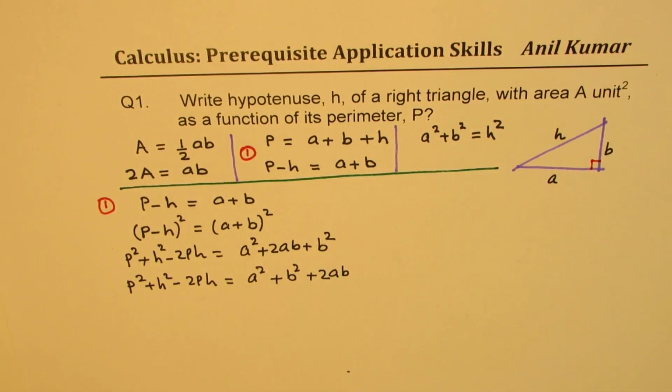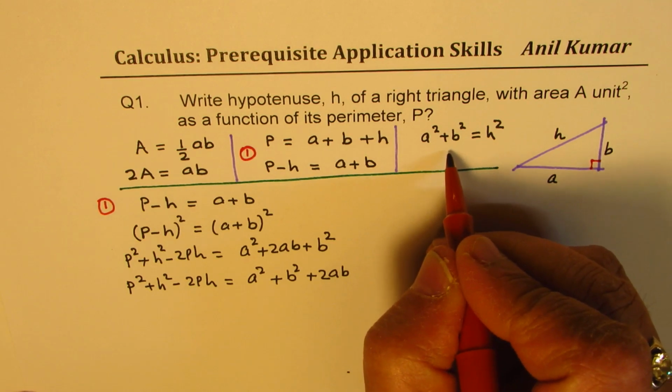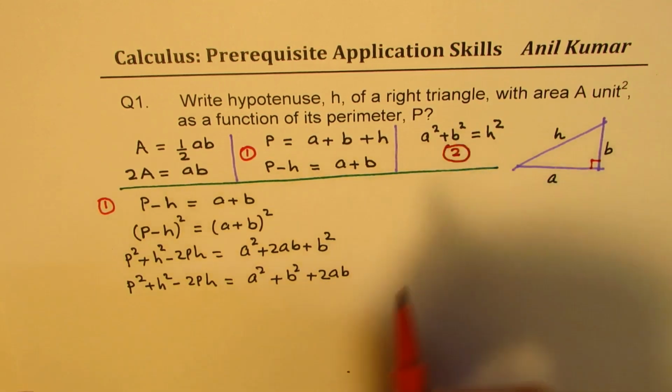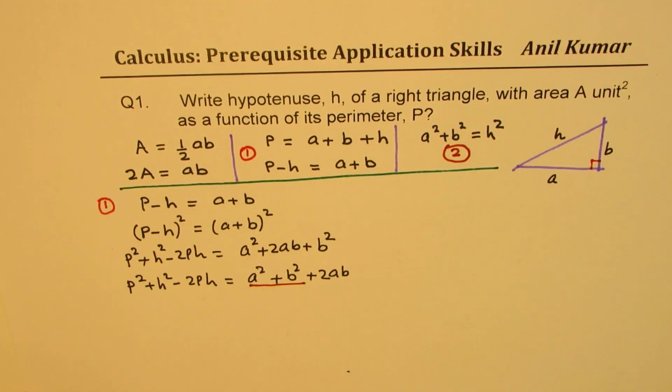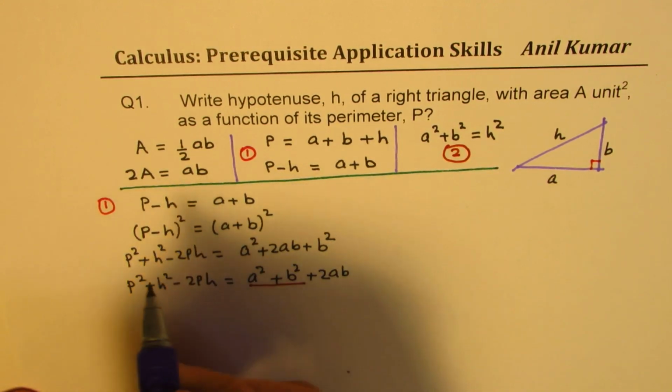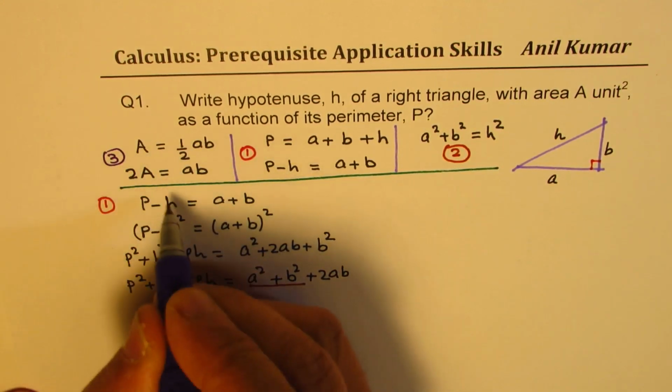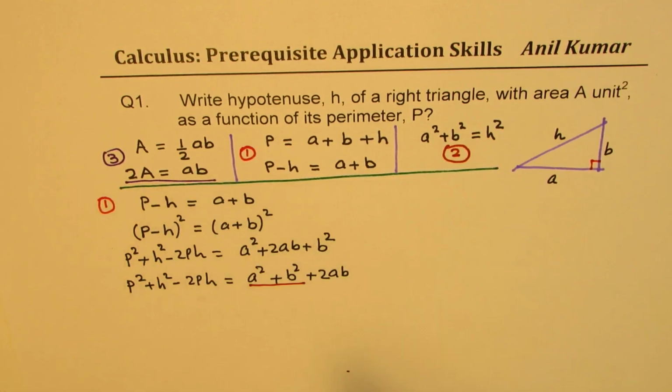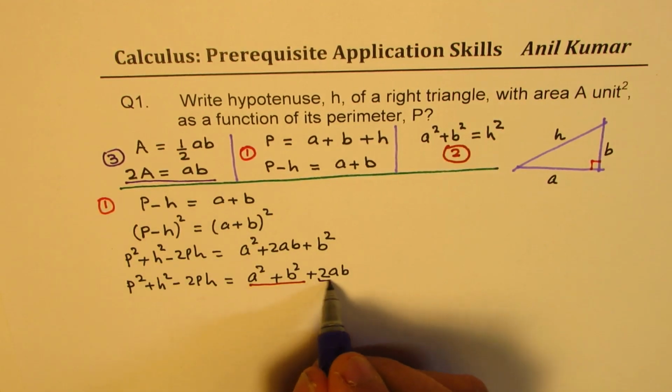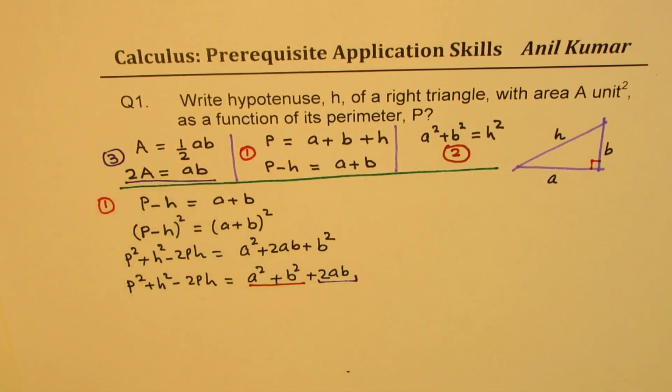Now look here, we have a square plus b square is equal to h square. Let's say equation 2, right? So here we could replace this with h square. And we also have ab term with us. ab is equal to 2A. So we'll call this as our third formula. So replacing ab with 2A. Correct? So we'll replace this with 2 capital A.